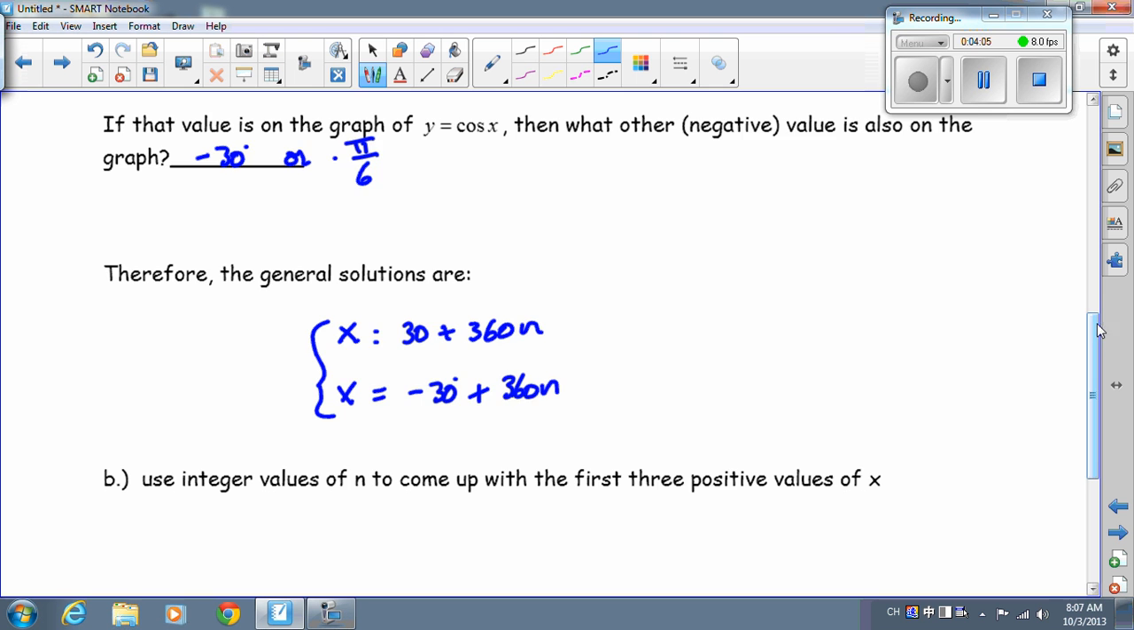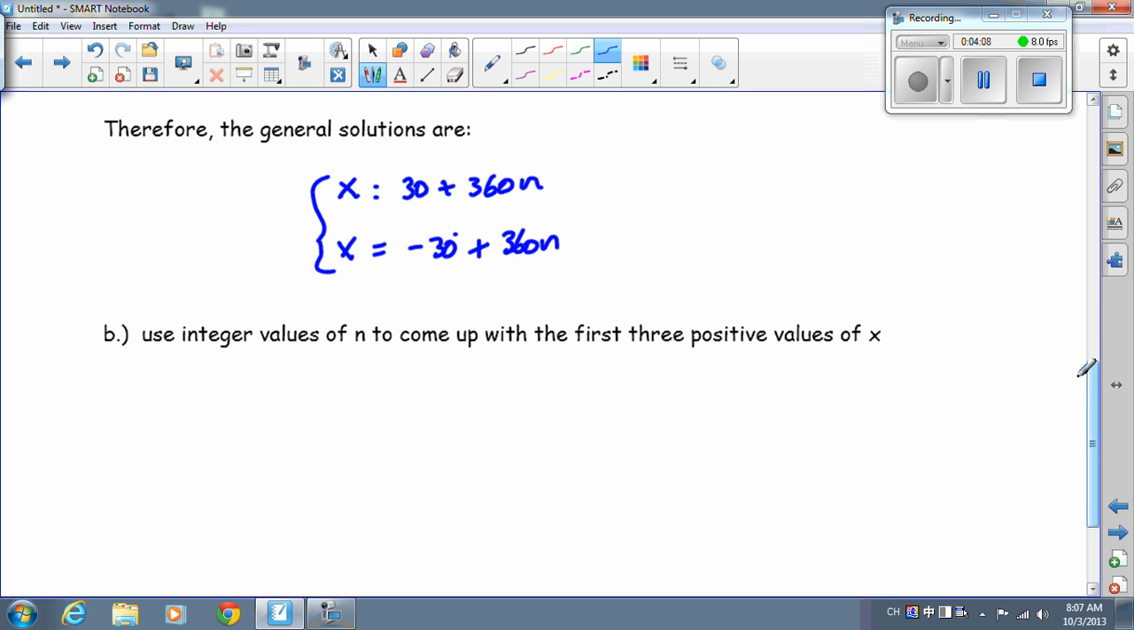Let's go ahead and find the first three positive values. The first value is always from the positive angle, meaning this. In case you put 0 here, you get 30 degrees. For the second one, you don't want any negatives, since we say the first three positive. So I will not worry about -30 by putting 0. If I can't put 0 here, I will plug in 1. If you plug in 1, you get 360 minus 30, and you should end up with 330 degrees.